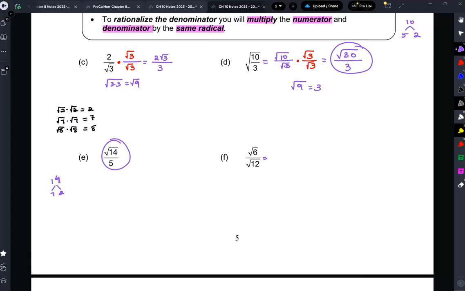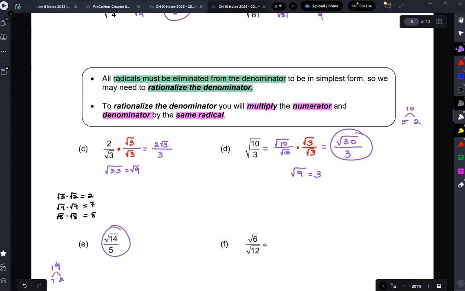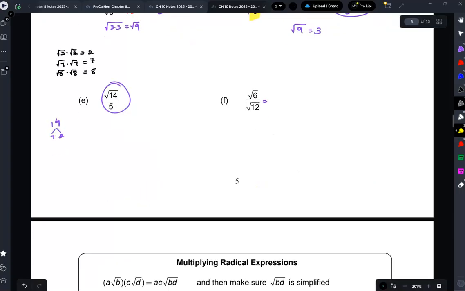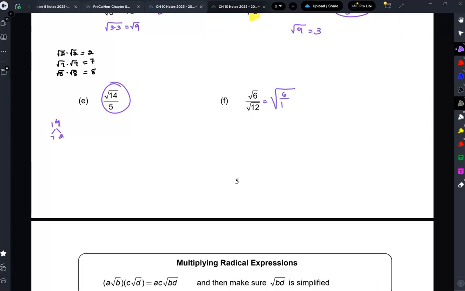Okay. Now, here we go. This one, okay, lots of different ways to do this one. Look at the 6 and the 12, right? So look at what we're going to do. Do you see how when they are together in a root, I separate them? Yeah. But also when they're separated, I can combine them. So let's see if we can combine this. Let's combine this 6 over 12.